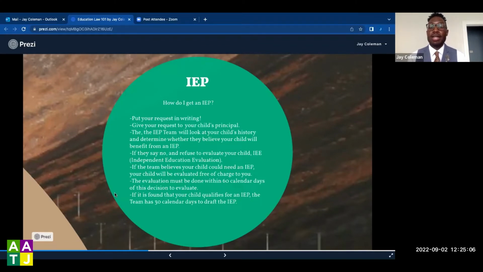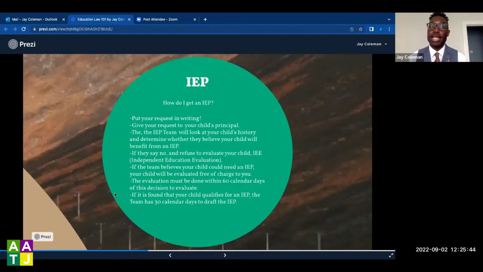If the team believes your child could need an IEP, then your child will be evaluated for one free of charge to you. So you gave your request to the principal, the team came together, and they decided, yes, this child could benefit from an IEP. Then your child will actually have to be evaluated. The district has 60 calendar days from the date that they decide to evaluate your child to evaluate them. Calendar days means weekends count. And the evaluation, like I told you, is free and must be done within 60 days.